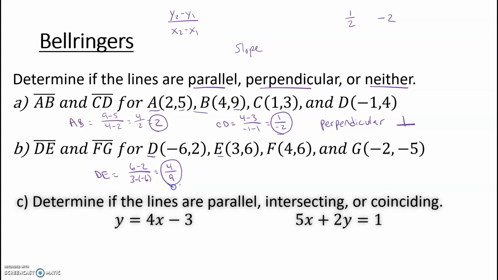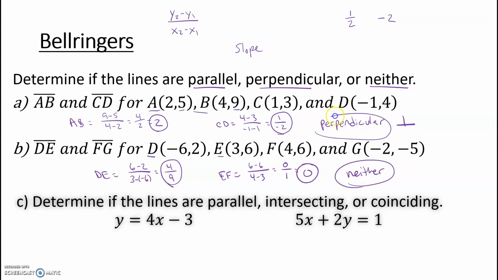So we have 4/9. And then EF, we're going to do the same thing. Y, 6 minus 6. X's, 4 minus 3. We have 0 divided by anything, but divided by 1 is 0. So notice these are definitely not the same, so it's not parallel. They're not inverse reciprocal, so it's not perpendicular, so that would be a neither. We just have two random intersecting lines.